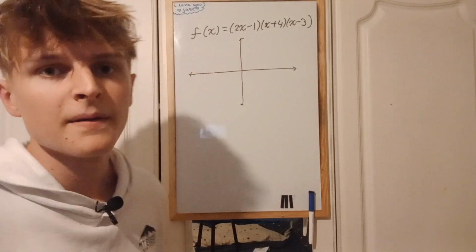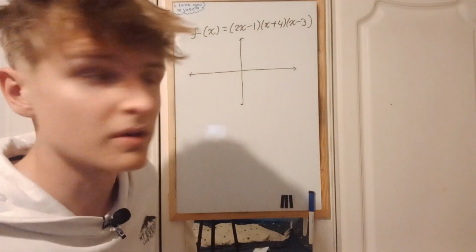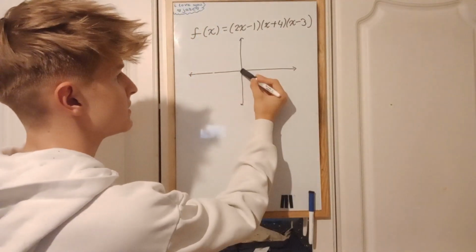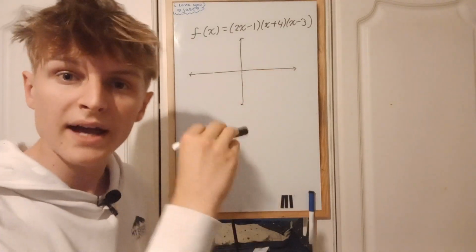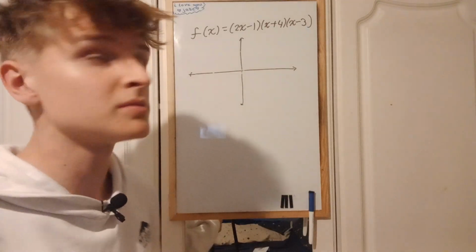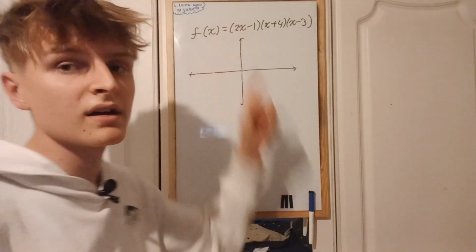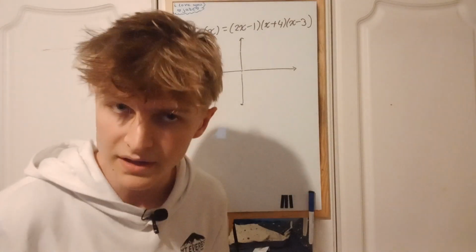Now, the point where it crosses the y-axis is actually quite easy. That's the point at the origin here, where x equals 0. So if we want to find the y-intercept, all we have to do is plug in f of 0, see what we spit out, and then plot that, and we get the y-intercept. I hope you can see that.